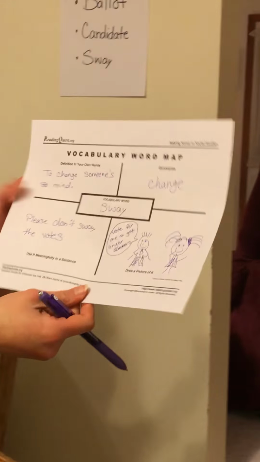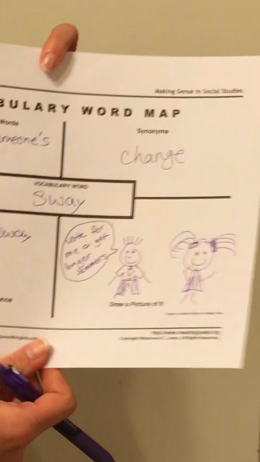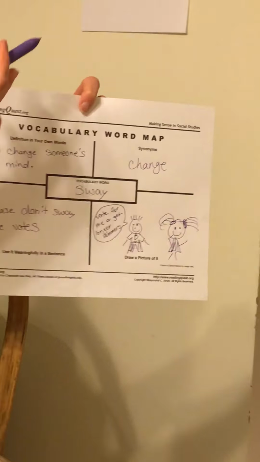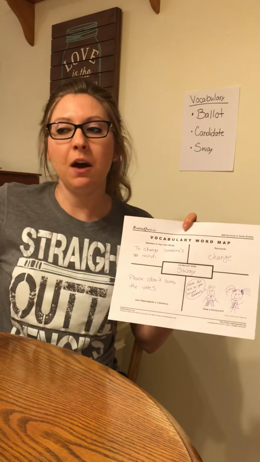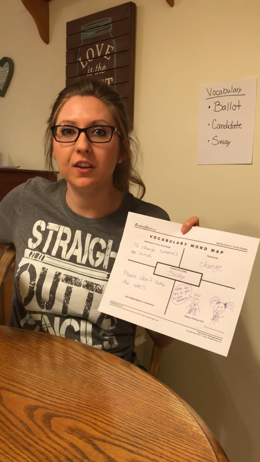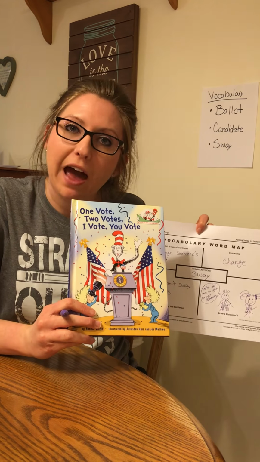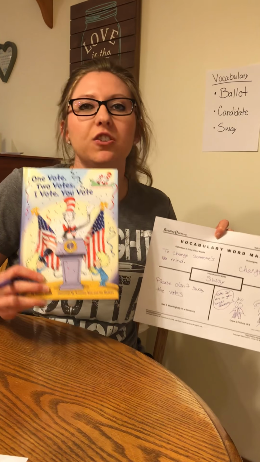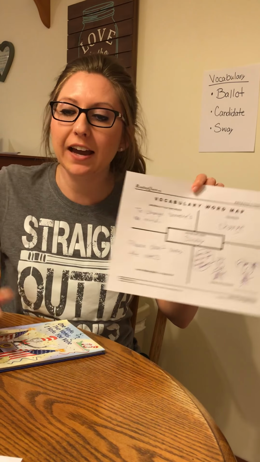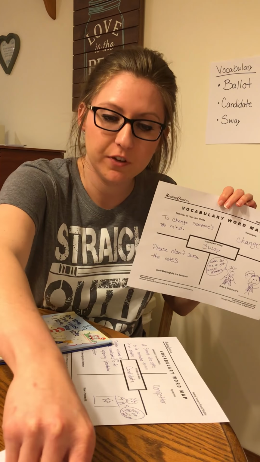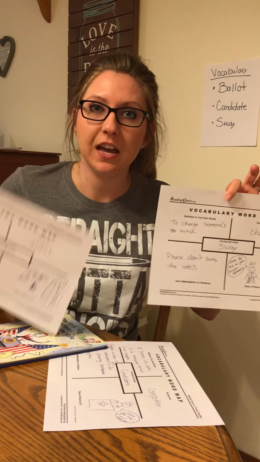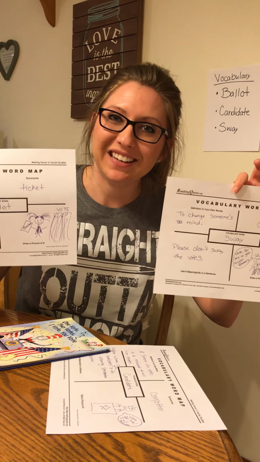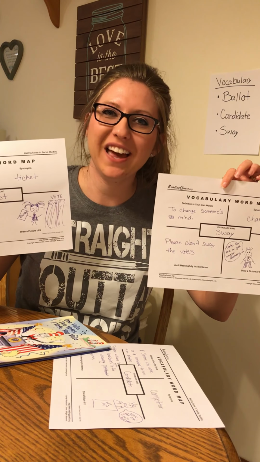Yep, okay. So that is our vocabulary word map. We did our three examples of ballot, candidate, and sway. So now whenever we read our story and you hear the words ballot, candidate, and sway, you're going to be able to know what this means because you've talked about it. You can look back at your word maps and know what they mean.